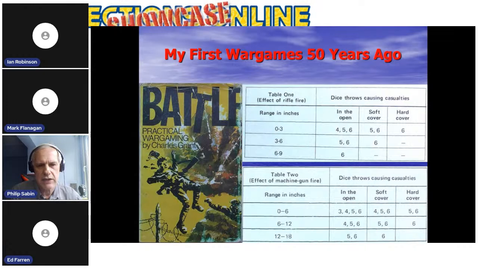Grant's game essentially had simultaneous turns. Everybody first moved 3 inches, 100 yards, and then everybody simultaneously fired at each other. And you can see there some of the simple D6 die rolls that were used for rifle fire or for machine gun fire, taking account, obviously, of the range and of the cover state of the target. And I thought, this was fine, good, simple way of doing it.